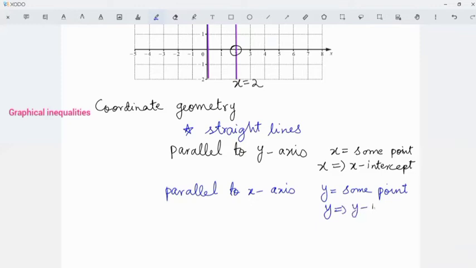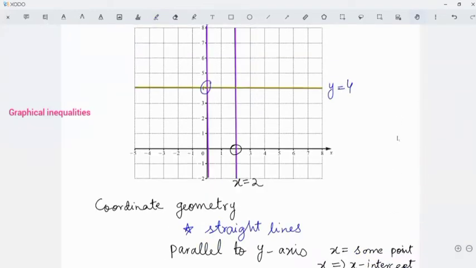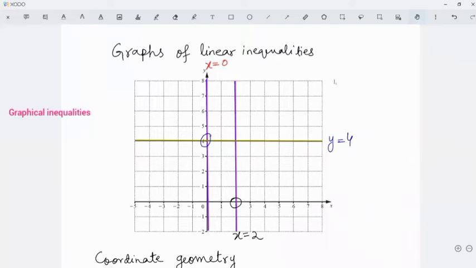That is y-intercept. And if the line is exactly passing on the x-axis, what will be the equation? I'm simply expressing and showing that line, and you can see this line is exactly lying on the x-axis. So what will be the equation? We can simply express it using the same concept which we have done earlier.